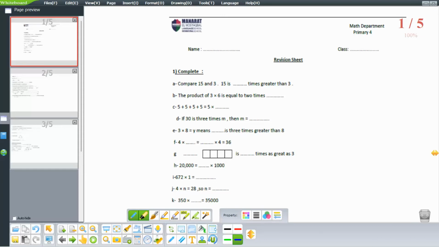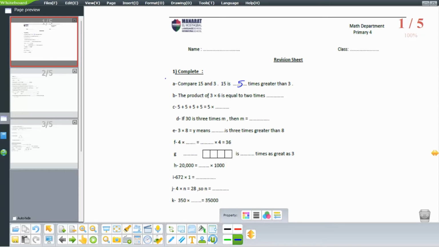Okay, let's see. Here we want to compare. Number one, complete. Compare 15 and 3. We know that to compare any two numbers, we ask: 15 is how many times greater than 3? We are going to look for a number which multiplied by 3 gives 15. So 15 is 5 times greater than 3.